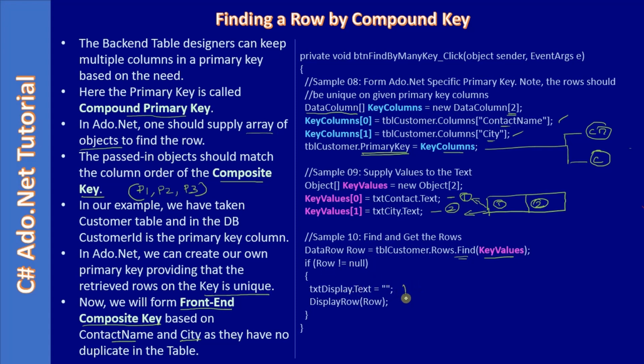After that we are making call to our display row method, and we pass the row here. Since we already checked for the null condition, the row is valid here, but since the key is unique here, that means the value retrieved based on contact and city is unique. We will be getting only one row, and that one row we are passing here. And we know that display row will take the column content of the row and displays the values in the multi-line text box. Now let's go to the demo.